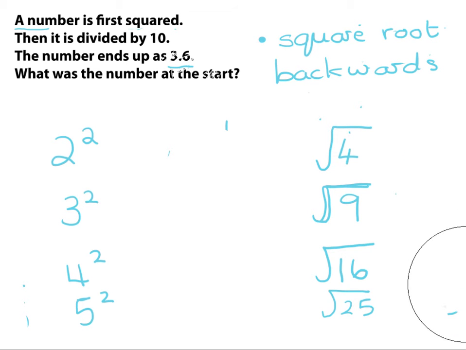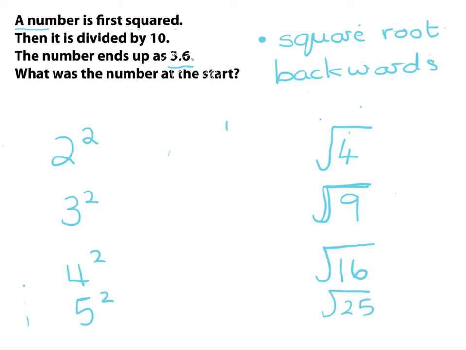What I'm trying to say is, 2 squared is 4. The square root of 4 is 2. 3 squared is 9. The square root of 9 is 3. 4 squared is 16. The square root of 16 is 4. 5 squared is 25. The square root of 25 is 5.